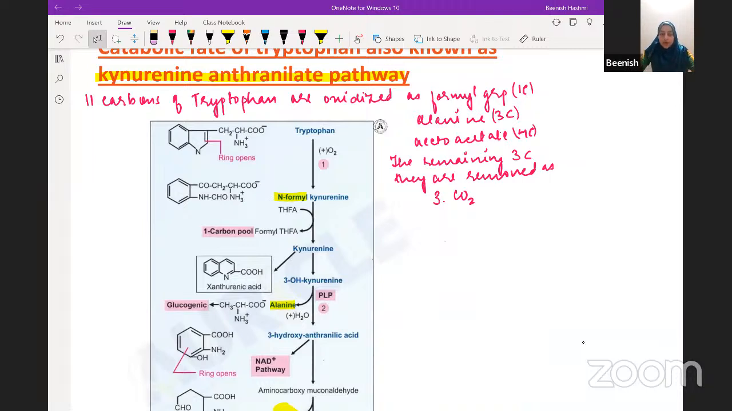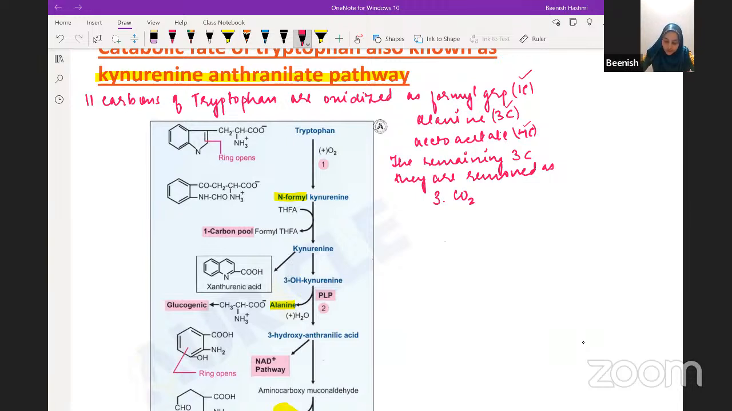If you add all these carbons, it will come to 11. You can see it for yourself. You add this 1 to this 3, so it becomes 4, and then you add another 4, it becomes 8, and then you add 3 more carbons, so it becomes 11. So you see the 11 carbons, that is how they are oxidized.